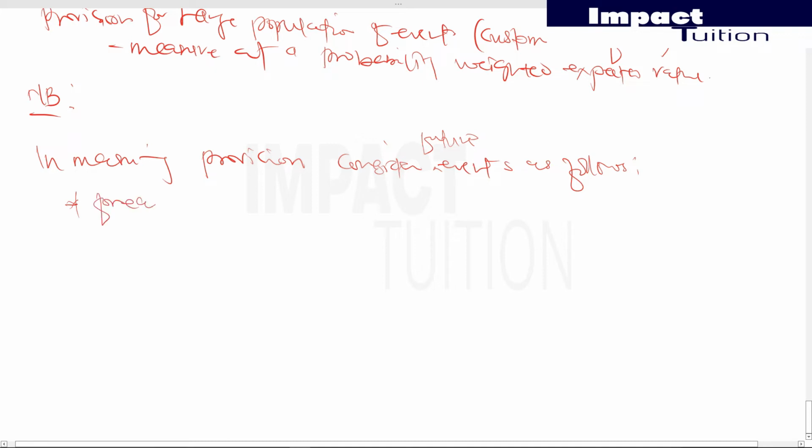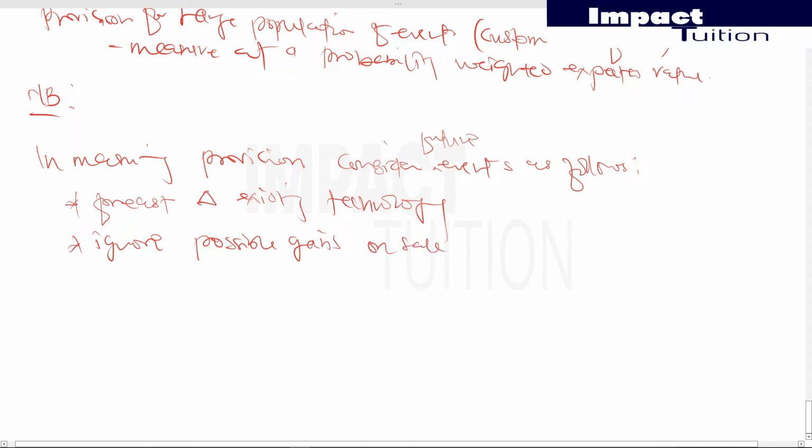So forecast. This is just a guide. We should forecast changes in existing technology. We should also ignore possible gains on sale of assets, and then consider changes in legislation.